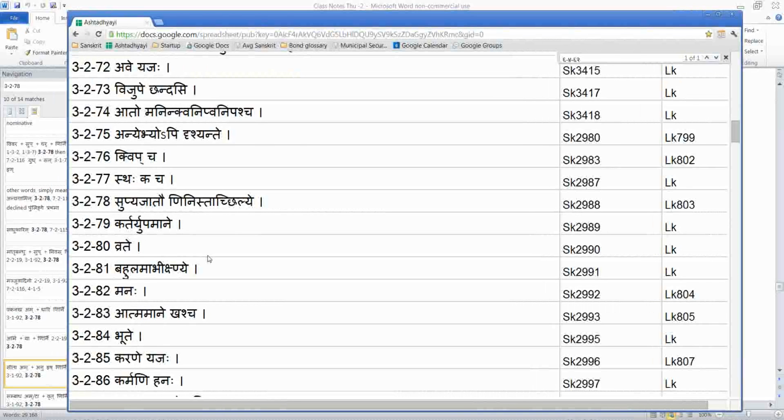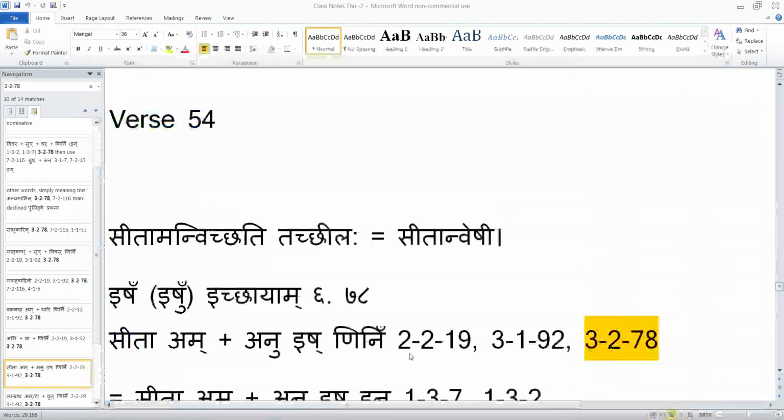So supi jato ninistachilye. Not saptamyam, but supi. It can be any sup. Right now, of course, we have the karma. So, mrugam anusarati tachilaha, one who is constantly following the deer. Tachilya means doing it not intermittently, but continuously, following the deer. So, supi, as long as you have any sup, supi is the saptami of sup. It could be any sup as upapadam, but it should not be a jati vachaka shabda. Then the nini pratyaya can be used, of course after a dhatu, but it should be in the sense of tachilya, one who does it habitually all the time, not once in a while. So supi jato, sup not saptamyam. So sitam anvichati tachilaha, sita anveshi.